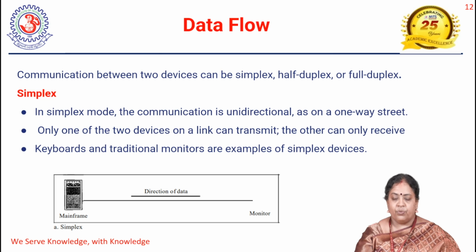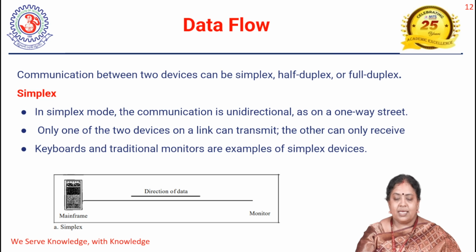In simplex mode, the data is transferred in only one direction. One device is the sender and the other device is the receiver, and the data flows from sender to receiver. The data will not flow in the other direction, only unidirectionally. So only one of the two devices on the link can transmit. On this transmission medium, or link, one device sends and the other device receives.